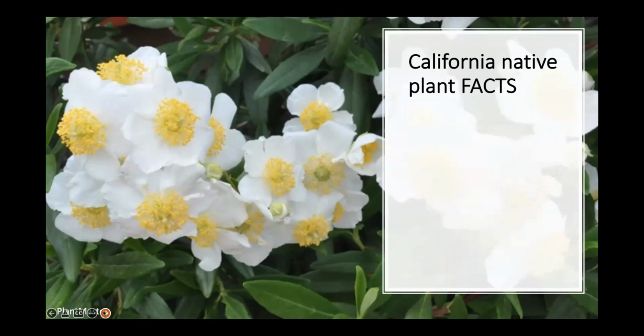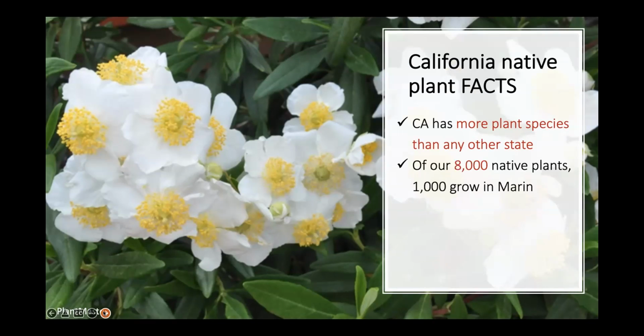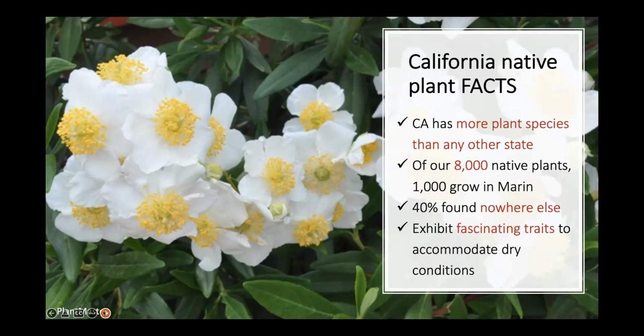So here are a few facts about native plants. California has more native plant species than any other state in the country. We have 8,000 native plants, and of those, 1,000 grow in Marin. We are an incredibly varied county, topographically, everything, and so it's suitable to a lot of plants. 40% of California's native plants are found nowhere else on the planet. So that is a pretty astounding statistic when you think about it.